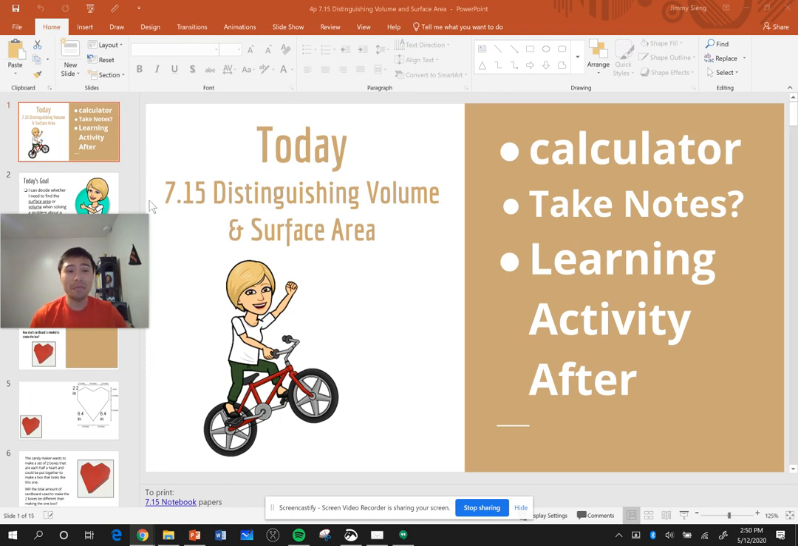So today's lesson is going to be on distinguishing volume and surface area. We're going to look at two of those things and combine them in a real life problem, one problem we saw before. And then after that, please do the learning activity. That'll be the rest of the lessons for this week. We got one more next week, and that'll be it. And then we got a PC, right?